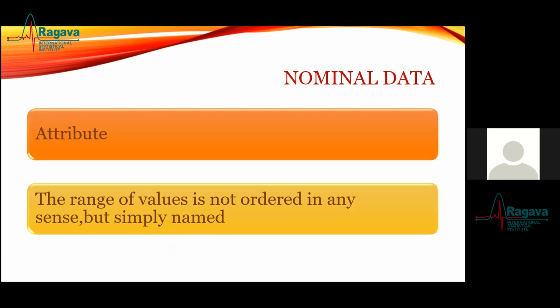A qualitative variable is further subclassified as nominal and ordinal. Let's see nominal data first. Nominal data is primarily about attributes. It's all about the attributes or the qualities of a thing or a person or a phenomenon. The range of values you get from nominal data is not ordered in any sense. It's just simply named.